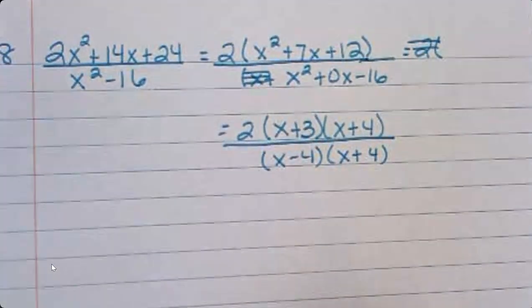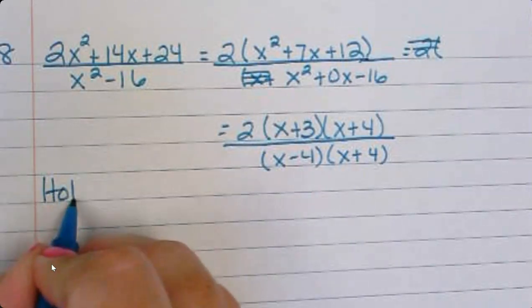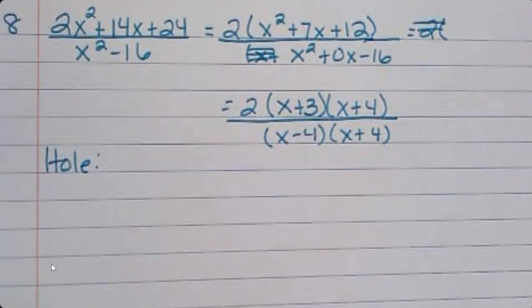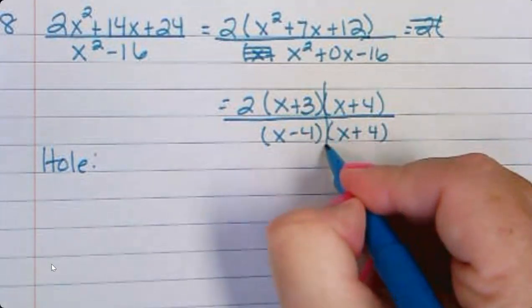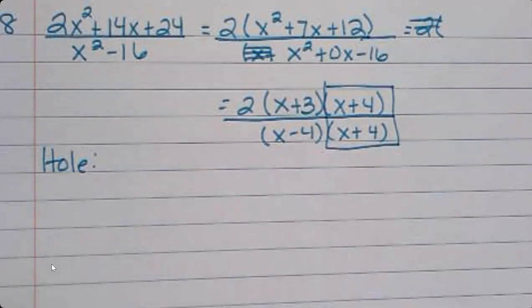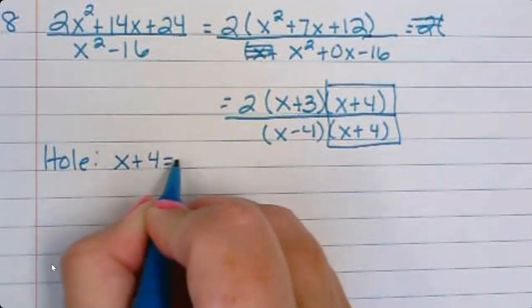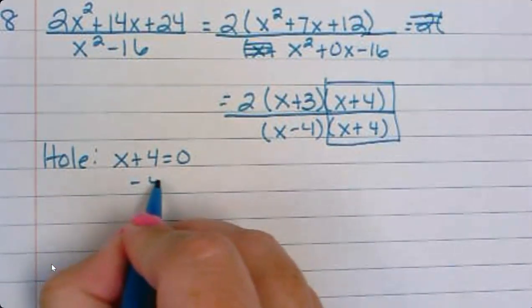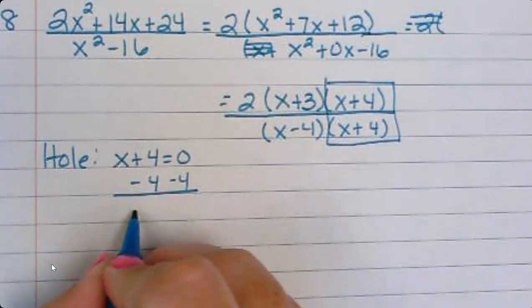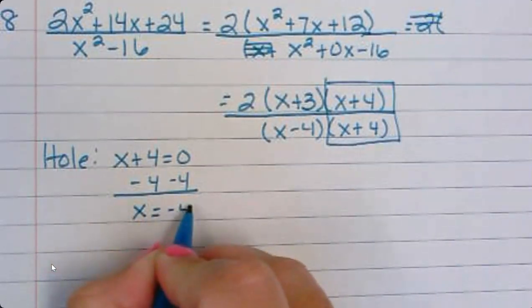Okay. Holes are the ones you want to answer first. Now we know if we have a hole, if we have common factors on top and on bottom, like that x plus 4, what we're going to do is set x plus 4 equal to 0 and subtract. So we have a hole at x equals negative 4.